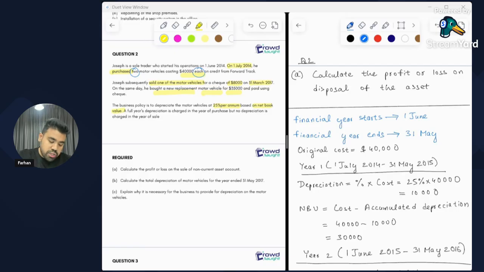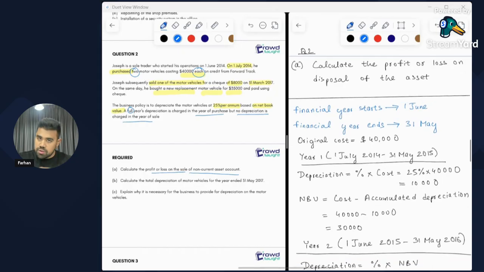A full year's depreciation is charged in the year of purchase and no depreciation is charged in the year of sale. All right. The first requirement of the question is to calculate the profit or loss on the sale or disposal of the non-current asset. All right, so let's look into the workings, which you'll see on the right-hand side of your screen.